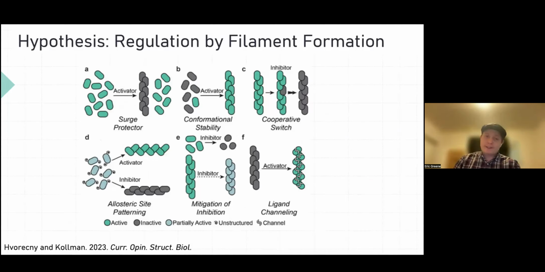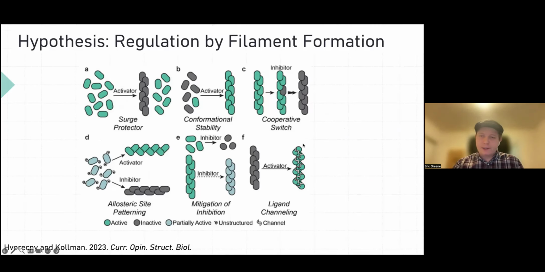And so one of our hypotheses, and this was also based on some previous literature that has suggested that glutamine synthetase was able to form filaments, would be that it could be regulated by filament formation. Over half of metabolic enzymes, it's predicted, can form some sort of filamentous structure inside the cells.